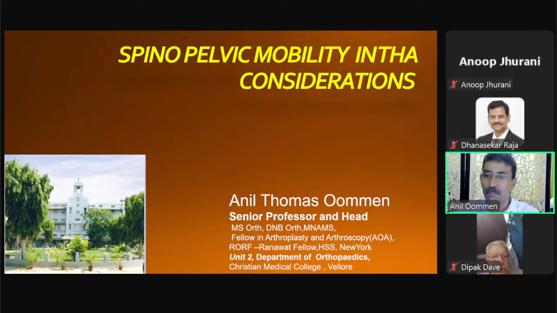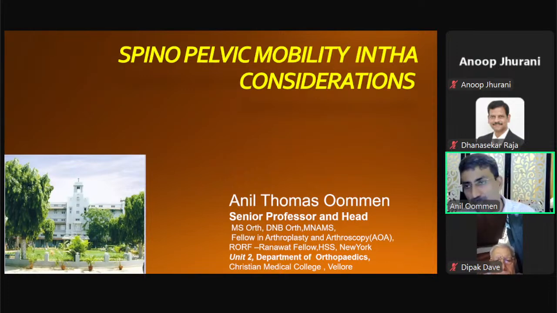From that wonderful talk on alignment philosophy, we move on to the hip. This is one topic that has been debated and redebated and is still being debated. We are still grappling with the actual implications it has on total hip arthroplasty, especially in our scenario where we see so many complex hips.